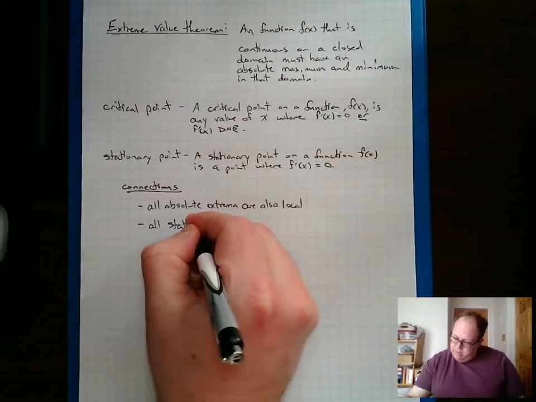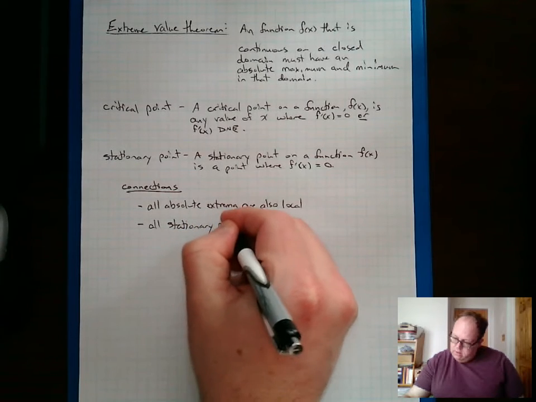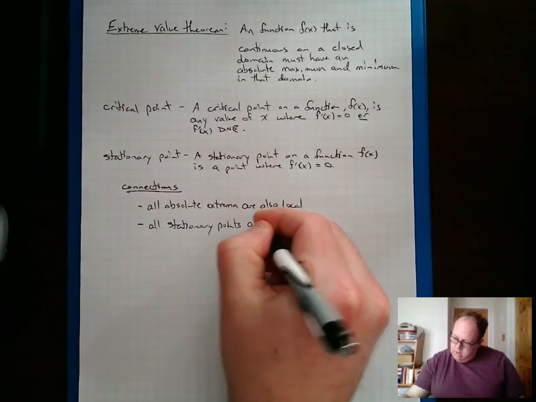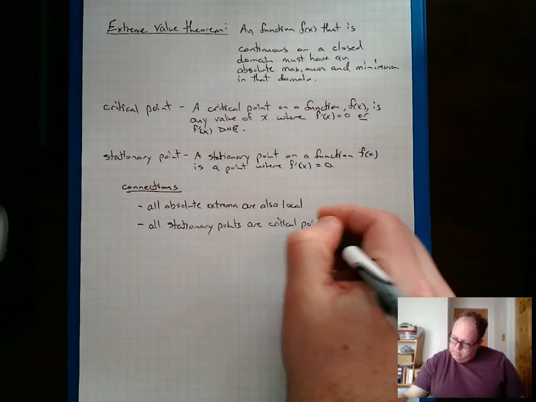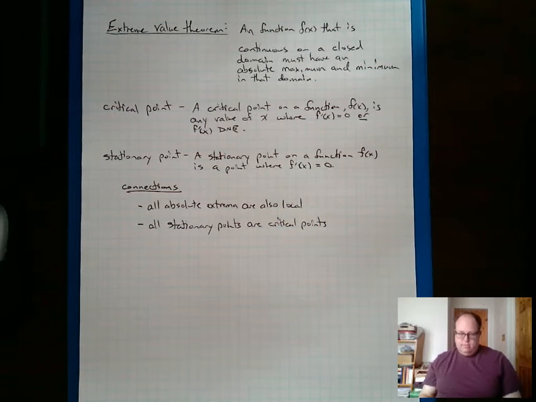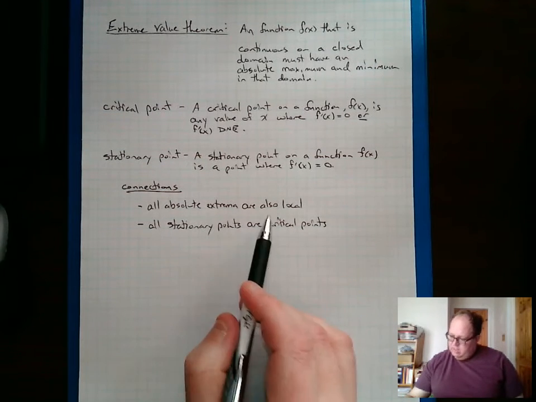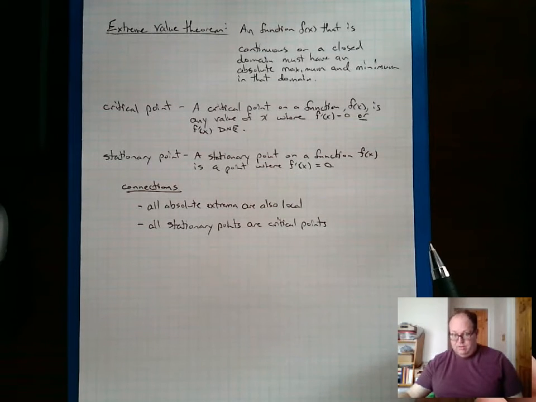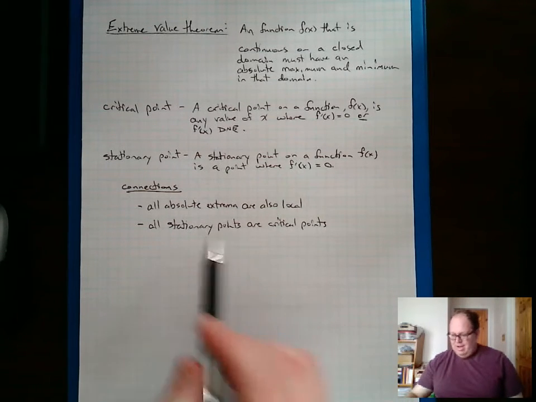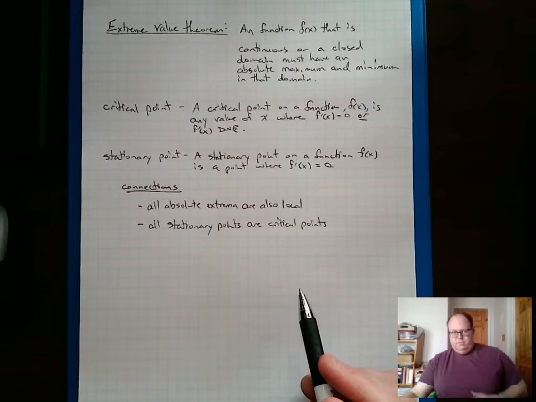All stationary points are critical points. But in each case, the opposite is not true. All local extrema are not necessarily absolute extrema. All critical points are not necessarily stationary points.